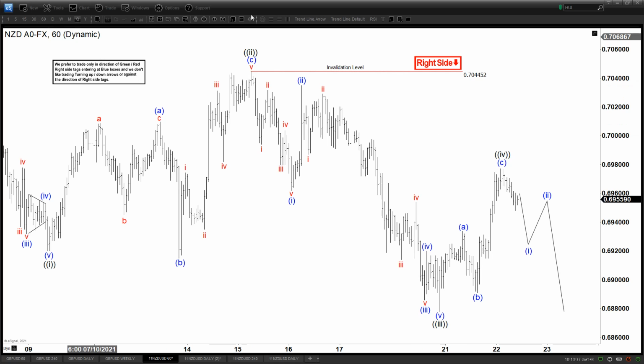Today we are looking at the chart of the New Zealand dollar versus the US dollar, the 60-minute chart. We can see that we have some sort of a diagonal here, with 1 here, 2 here, 3 here, and 4 being called completed. You can see there is an overlap, but a diagonal is okay to have an overlap.